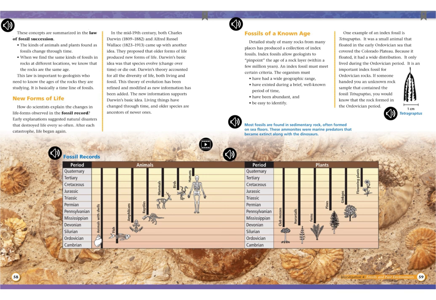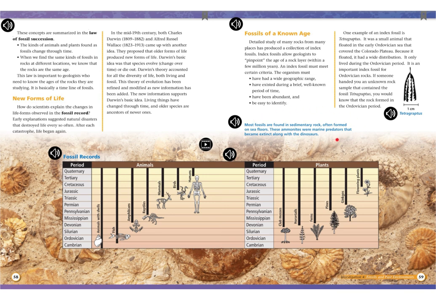Because it floated, it had a wide distribution. It only lived during the Ordovician period. It is an important index fossil for Ordovician rocks. If someone handed you an unknown rock sample that contained the fossil Tetragrammatus, you would know that the rock formed in the Ordovician period.